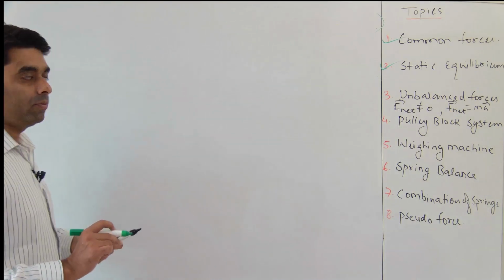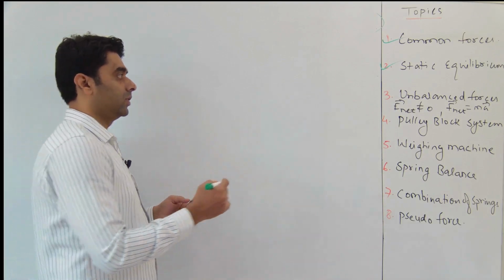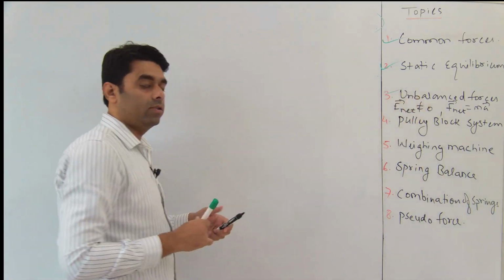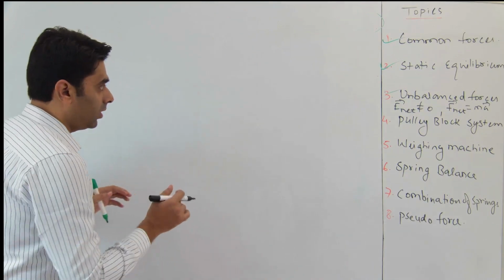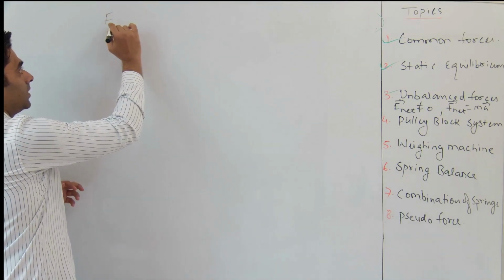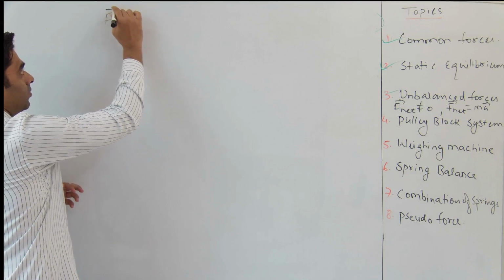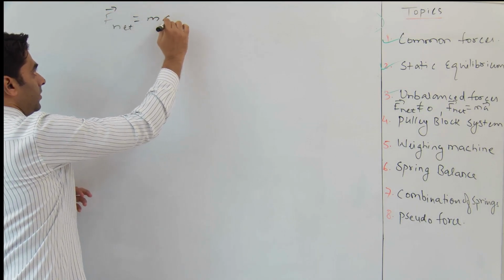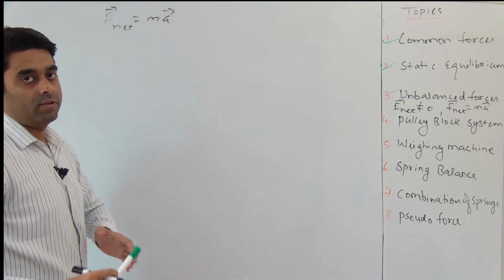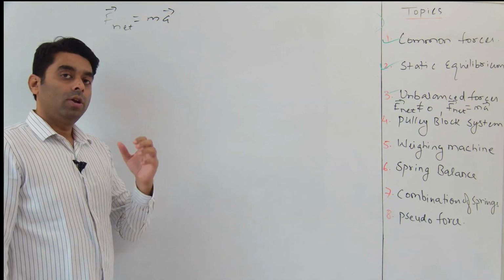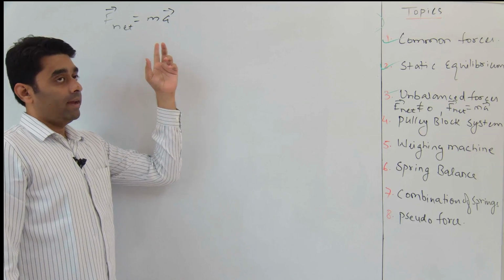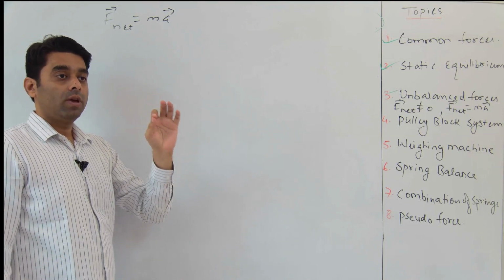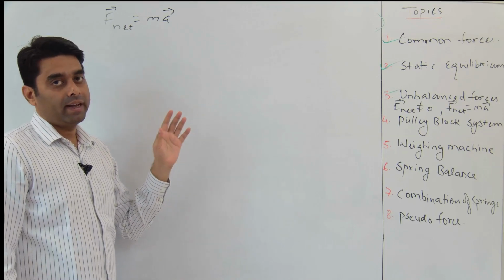Okay, next we are discussing unbalanced forces. What are unbalanced forces? When your F net is not equal to 0, then we'll have to consider F net equals MA. Newton's second law: force net is equal to mass into acceleration. Now here I'll say the same thing I discussed earlier: to apply F net equals MA, we use this in the x direction and y direction separately.